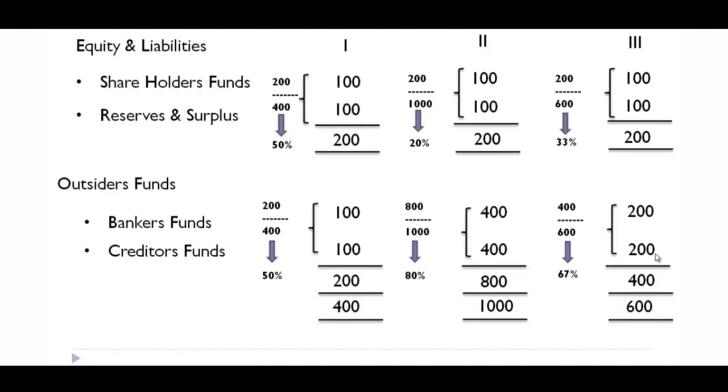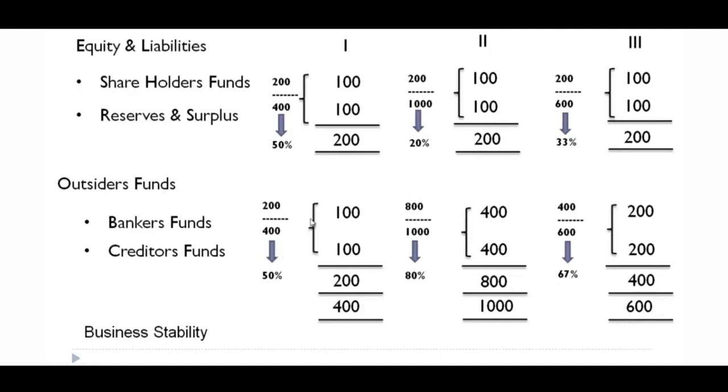So now we have three scenarios, and now we can understand the business stability by analyzing scenario 1, 2 and 3. We are going to analyze the business stability. In which case is the long-term business stability very poor? Is it in scenario 1 or scenario 2 or scenario 3? It cannot be in scenario 1 because the contribution by the owner is 50% and contribution by outsiders is 50%.